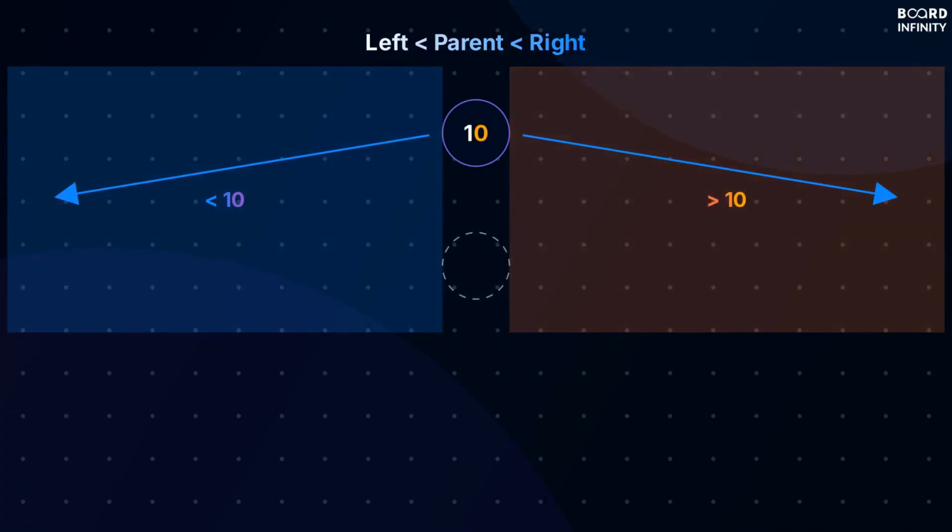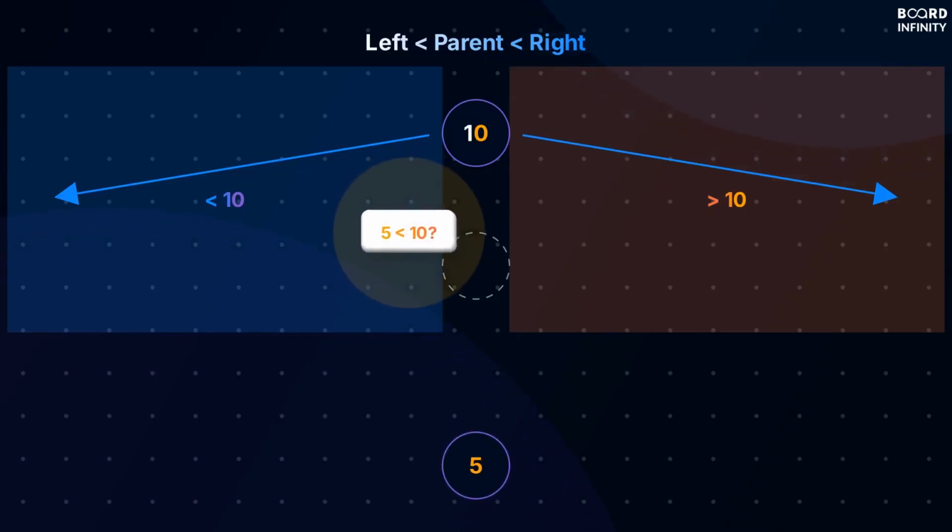It means that, to find or place a value, you start at the root and compare. If the target is smaller, you go left. If it's larger, you go right. This principle guides both searching and insertion, providing a logical path through the data. Let's insert numbers one by one and watch the tree organize itself.